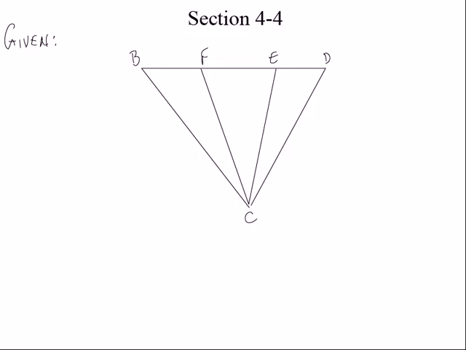So let me write the given. They actually give you a lot of stuff. They say BC is equal to DC. They say that FC equals EC. And they tell you one more thing. They tell you angle BCF is equal to angle DCE. It's all the stuff they give you.